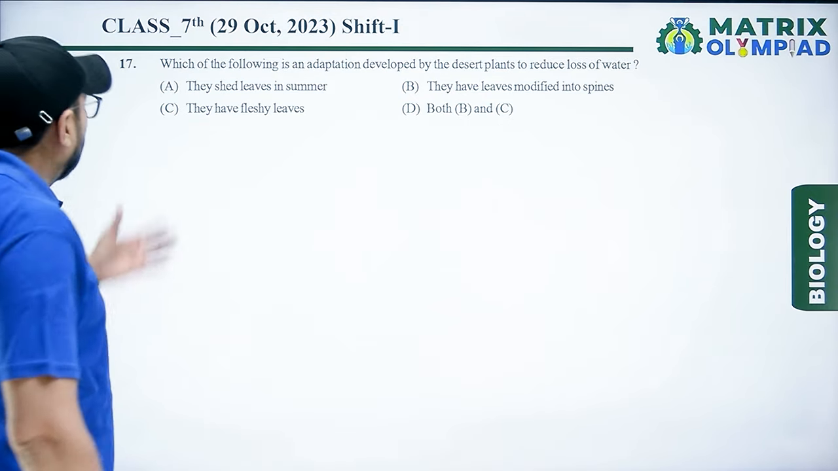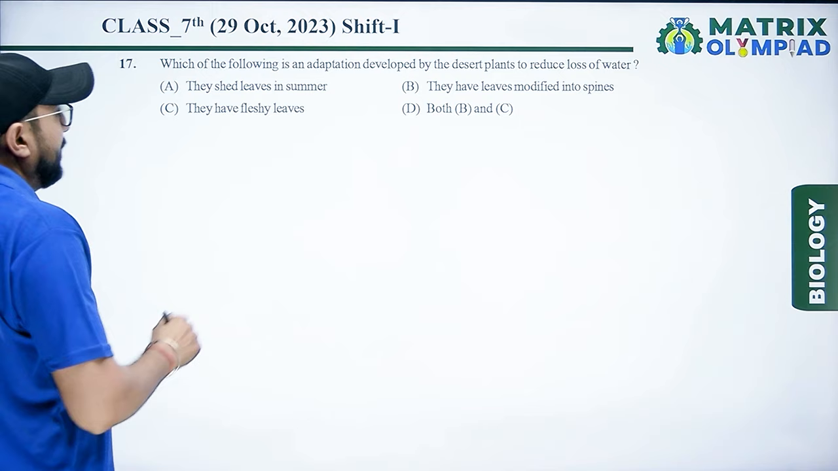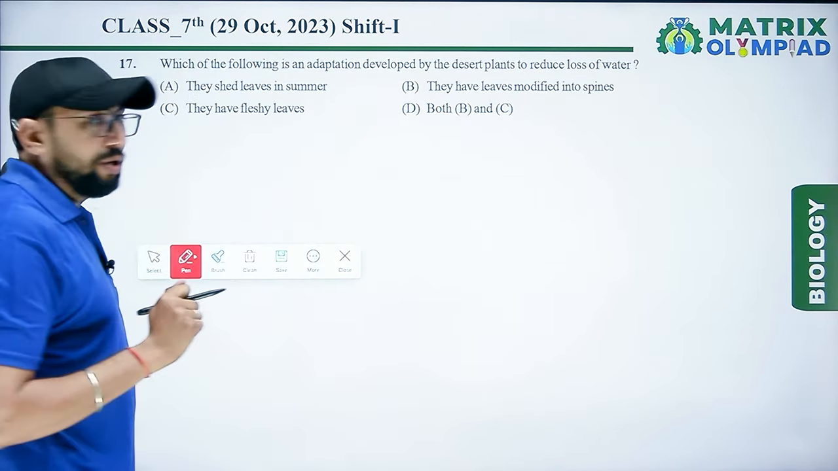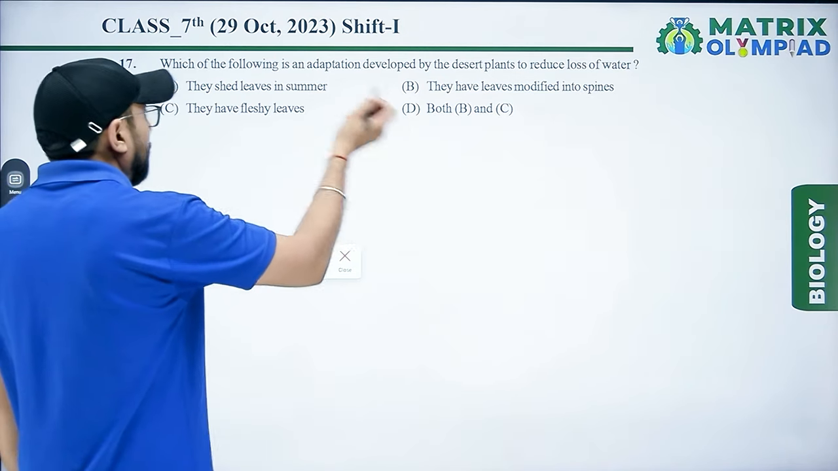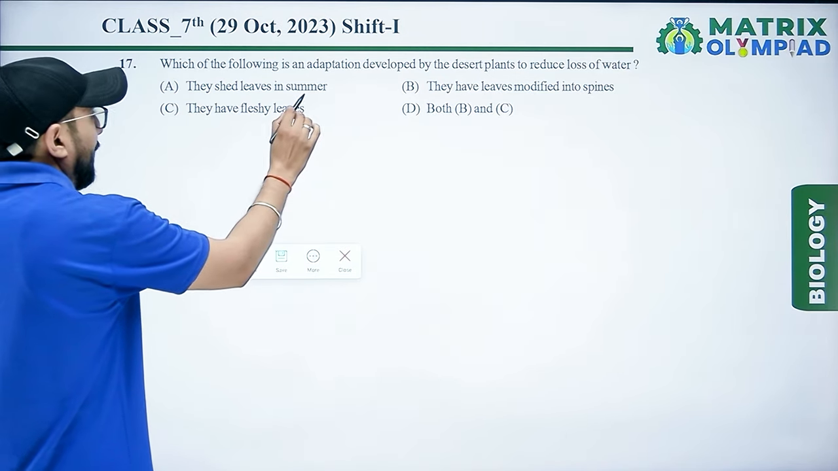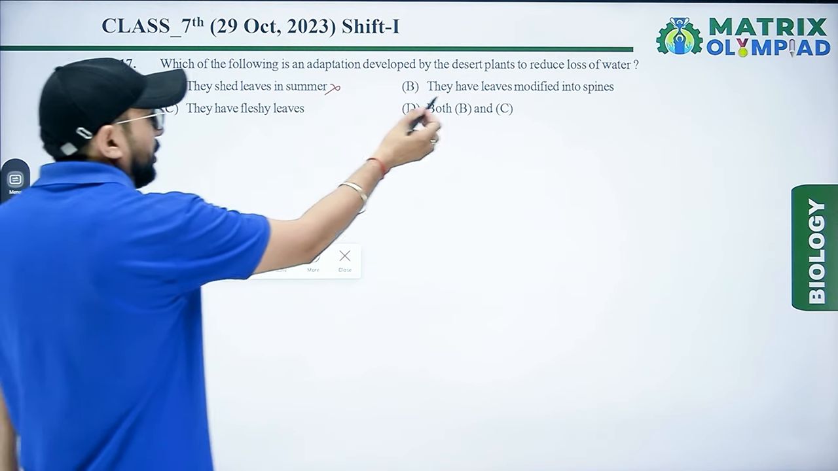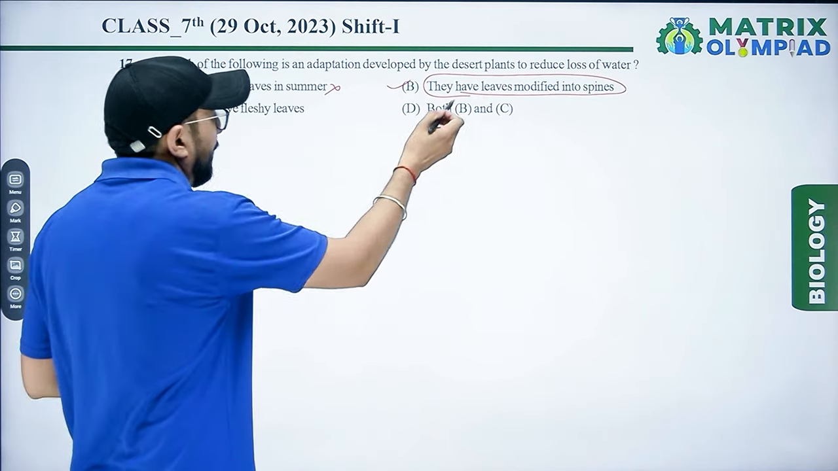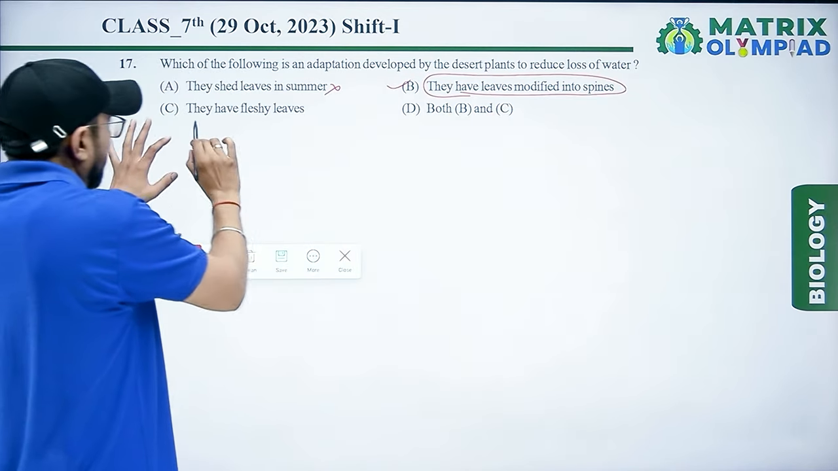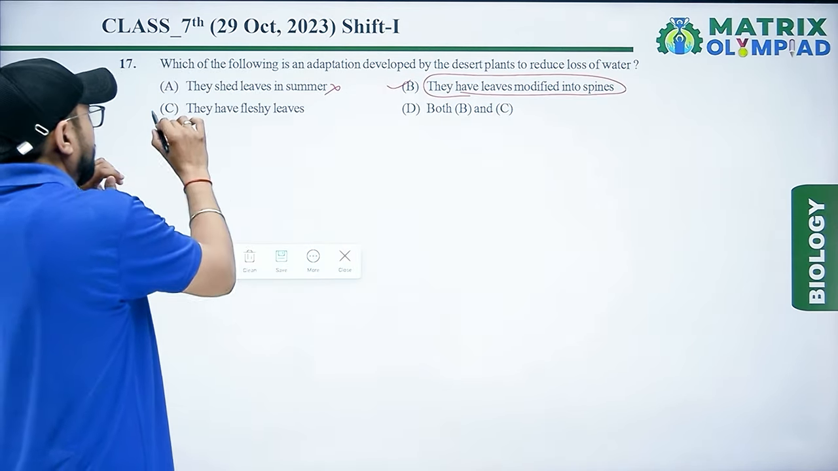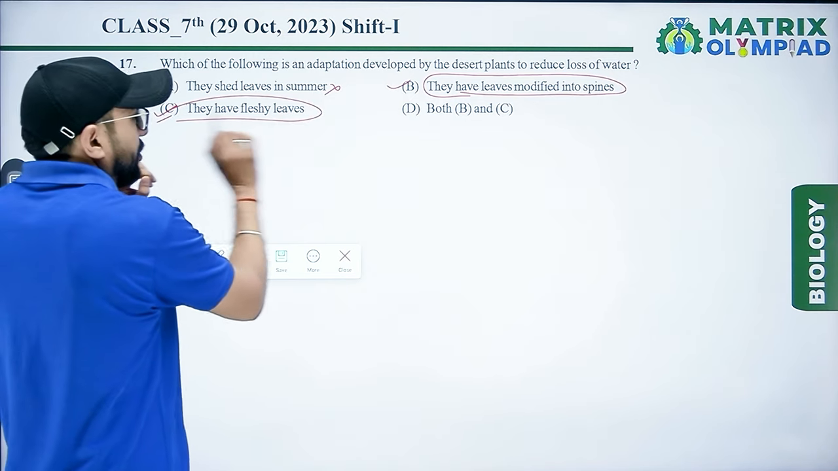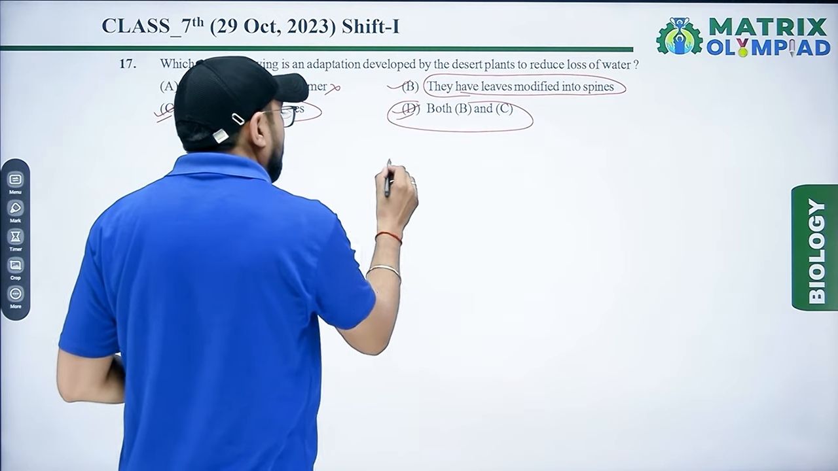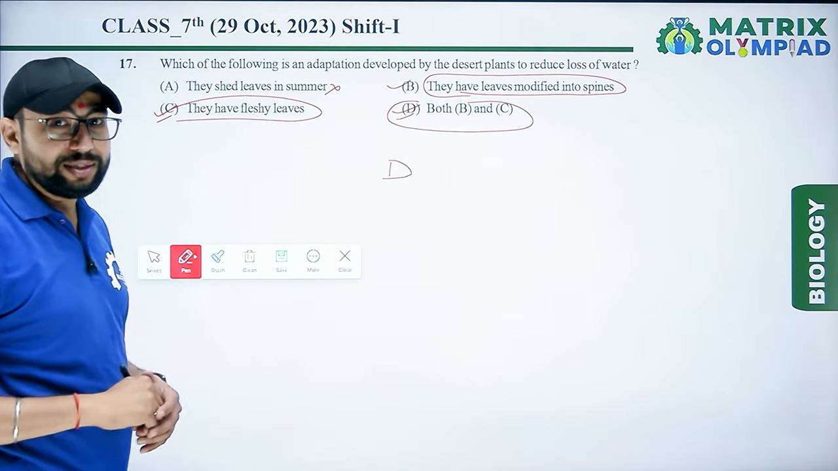Next one. Which of the following is an adaptation developed by desert plants to reduce loss of water? First, they shed leaves in summer. No. They have leaves modified into spines, right? Like in cactus. Next, they have fleshy leaves, right? In aloe vera. So both B and C are right. Option D is the right answer for this question.